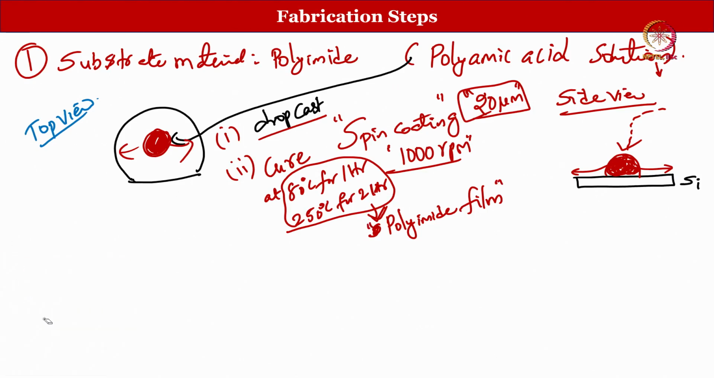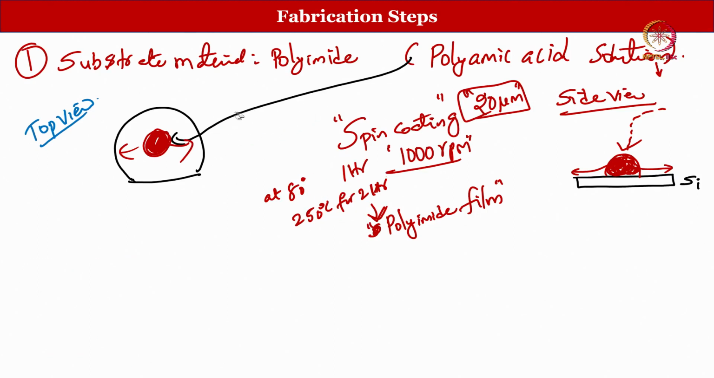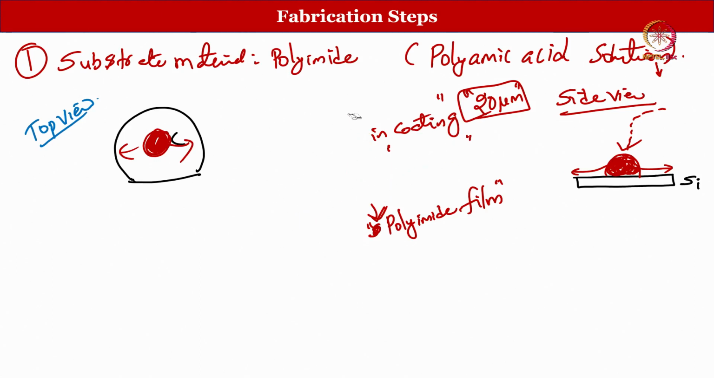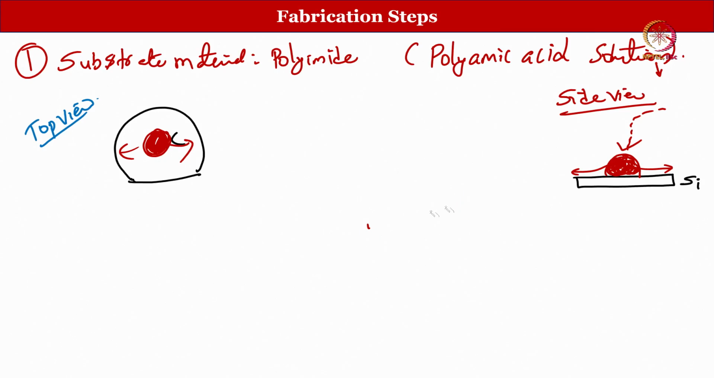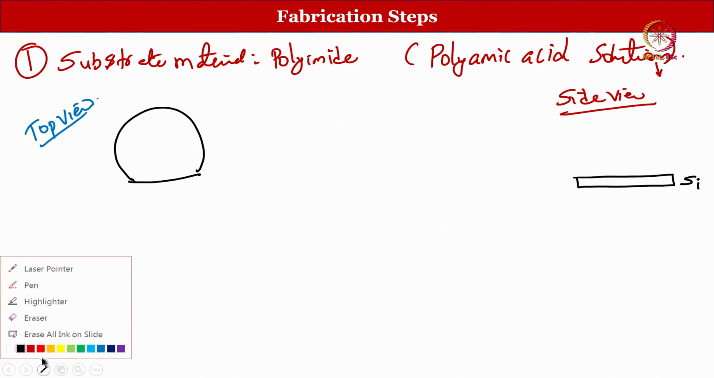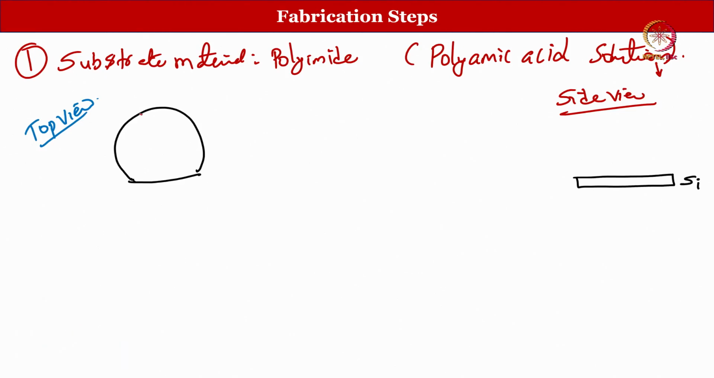So, let me erase these things. What you are supposed to do first is drop cast polyamic acid solution that we purchased from Sigma Aldrich or somewhere, then you use a spin coater to spin coat to form a polyimide film. So, after forming a polyimide film, how does it look? Now, no more can you see the silicon wafer.